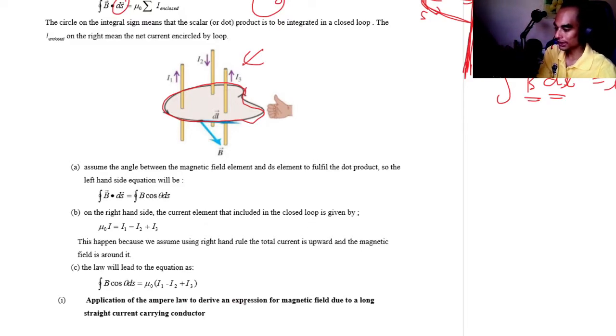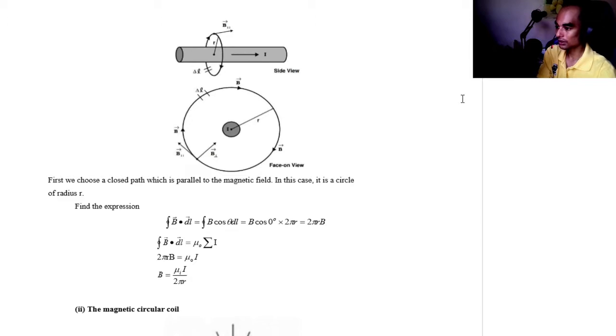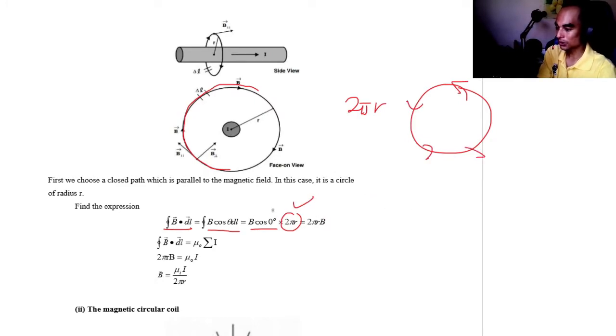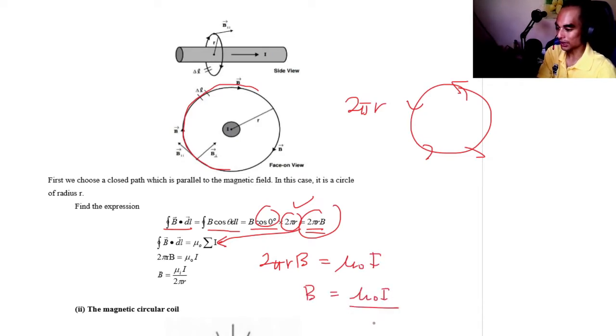So the application of Ampere's law to derive the expression for B in a long straight conducting wire. Let's say we use Ampere's law to derive. So B cos θ dL equals B cos 0 times 2πr. Why 2πr? Because it's the perimeter of the circle. So cos θ is 1, so 2πr B equals μ0 I. So B equals μ0 I divided by 2πr. Now you have the derivation for the long straight current carrying conductor.